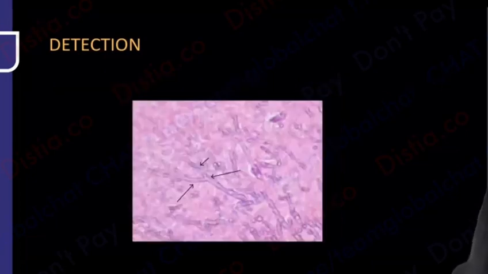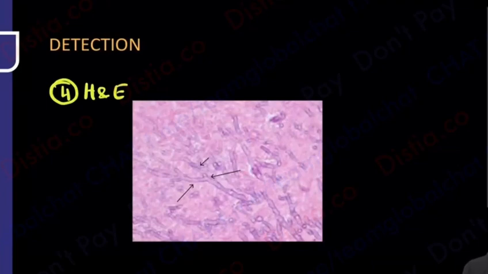Coming to the fourth one, and that is what? We have something known as the very famous. Can you finish micro and path without discussing the famous pink and blue? That is the H&E stain, right? So please remember H&E, you can see all the fungus has become pink and blue. So that is the H&E stain.